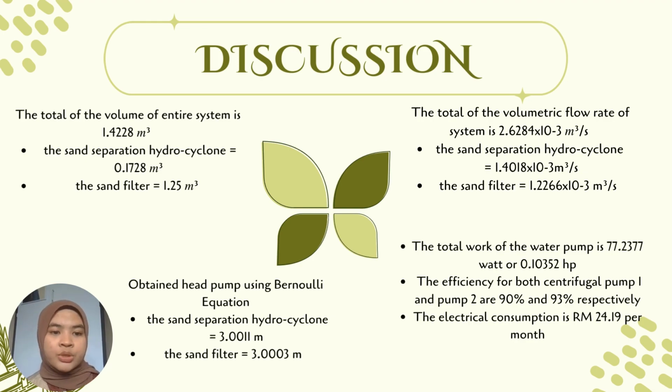We obtain the pump head using the Bernoulli equation, where we get 3.0011 meter for the sand separation hydrocyclone, and 3.003 meter for the sand filter. And then we get the total work of the water pump is 77.2377 watt or 0.1310352 horsepower. And then we get the efficiency for both centrifugal pump 1 and pump 2 as 90% and 93% respectively. And then the electrical consumption is RM24 and 90 cents per month.